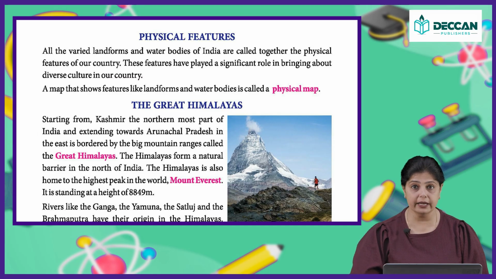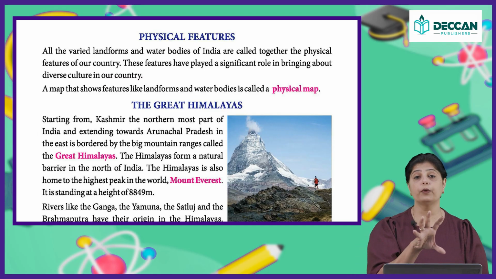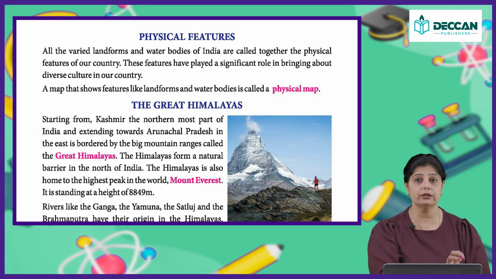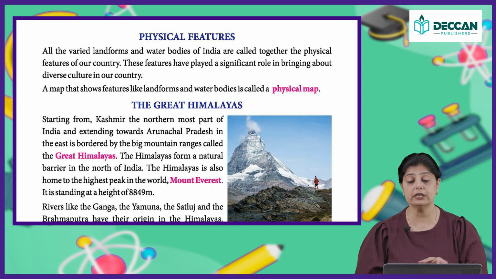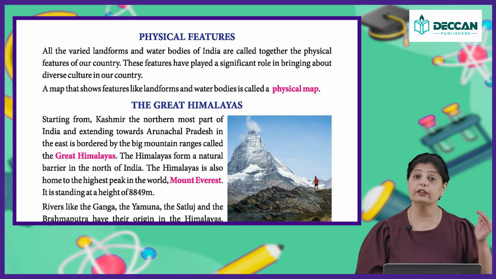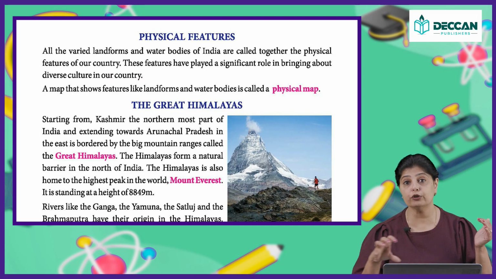So, the Great Himalayas. Let us talk about the Great Himalayas first. One map is the political map, which shows the states, the union territories, their capitals, and the next map is the physical map. On the physical map, you will see the Great Himalayas. Now, what are the Great Himalayas? Starting from Kashmir, the northernmost part of India, and extending towards Arunachal Pradesh. So, you are starting from Kashmir, you are moving towards Arunachal Pradesh.